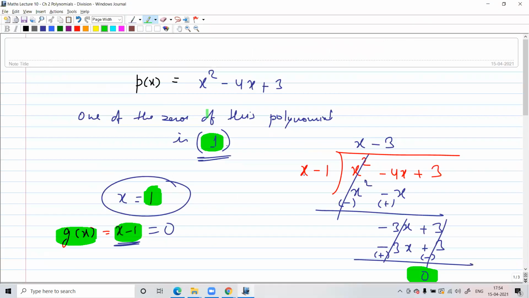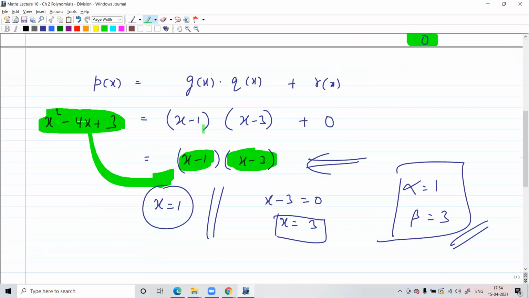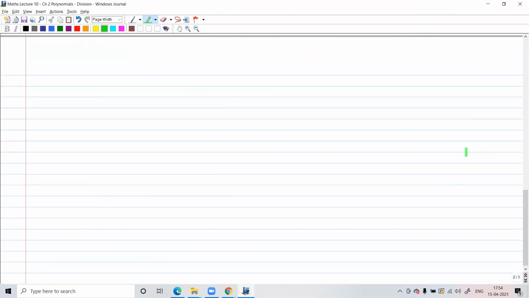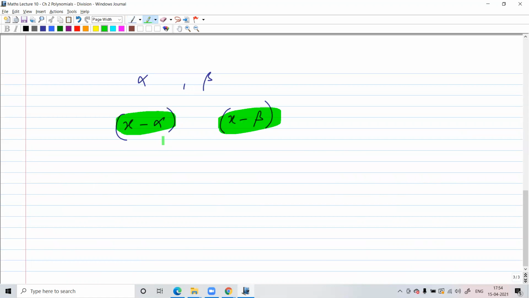And in all this, what I was trying to tell you is that whenever you have the zeros, like if alpha is one of the zeros and beta is another zero, it means you can say that x minus alpha is one of the factors, x minus beta is another factor. This is one of the factors, this is another factor. Let me tell you the same thing in terms of numbers, without using alpha and beta.